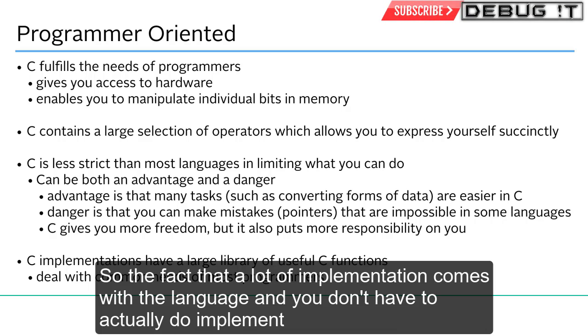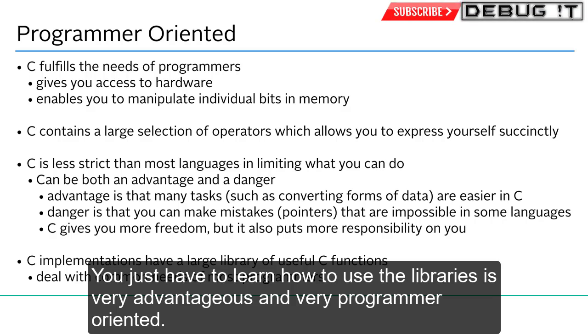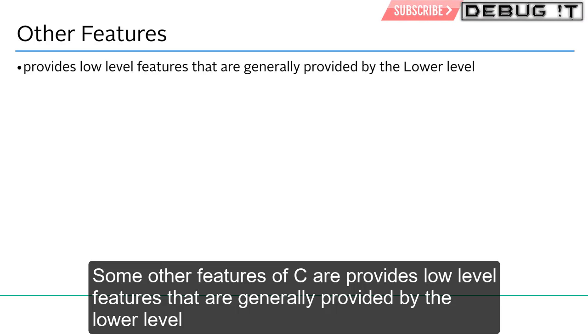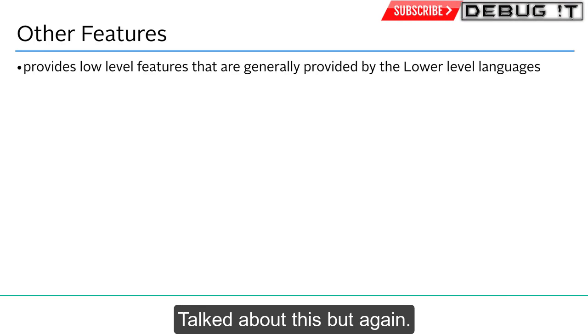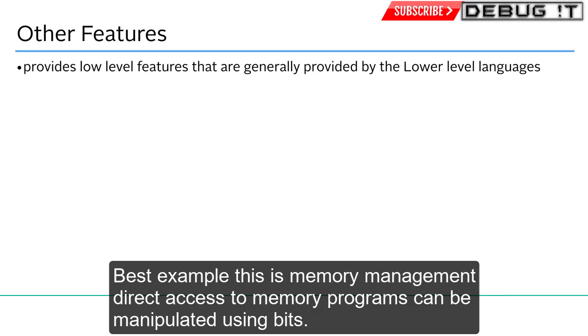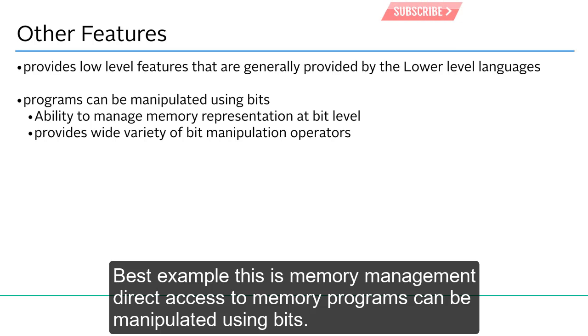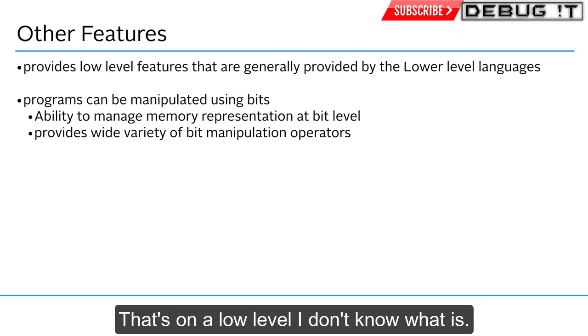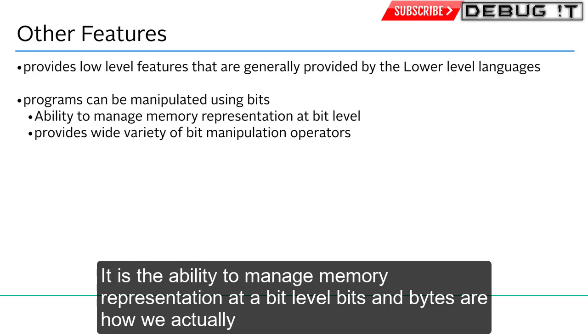So the fact that a lot of implementation comes with the language and you don't have to actually implement it yourself, you just have to learn how to use the libraries, is very advantageous and very programmer-oriented. Some other features: C provides low-level features that are generally provided by lower-level languages. We talked about this. But again, the best example of this is memory management, direct access to memory. Programs can be manipulated using bits. Wow, if that's not low level, I don't know what is. It is the ability to manage memory representation at a bit level.